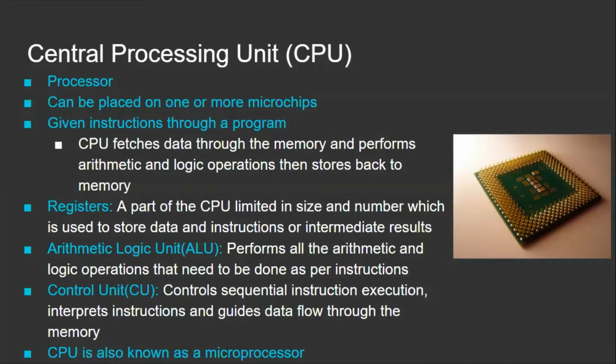Then we come on to the CU, or the control unit. It controls sequential instruction execution. It interprets instructions and guides data flow through the memory. The control unit basically controls how the program's statements are executed. So basically the sequence they're in, it executes those in that sequence, and it also helps the movement of data through the memory, from the memory to the computer. And then lastly, the CPU is also known as a microprocessor because it does a lot of processing and it's very small.